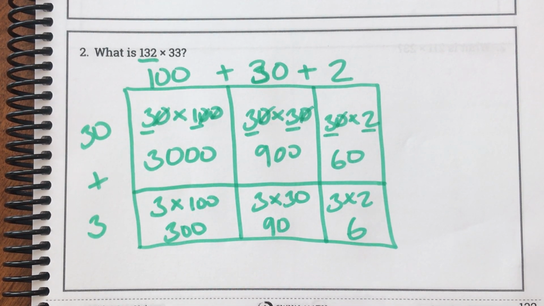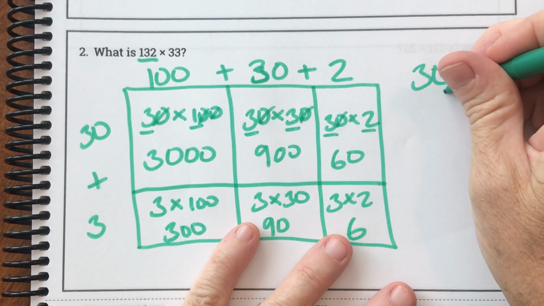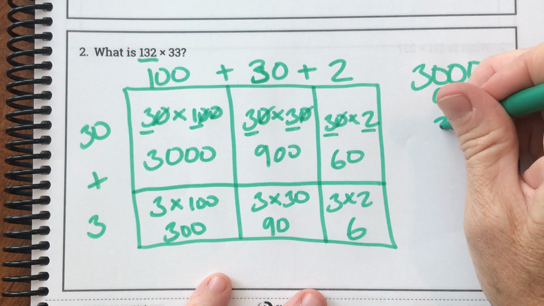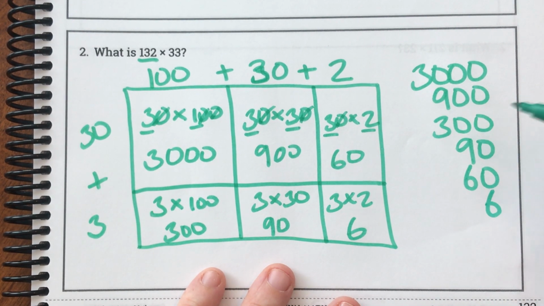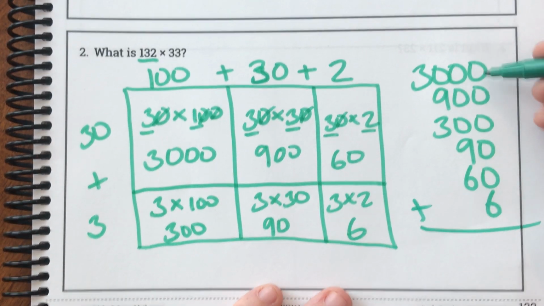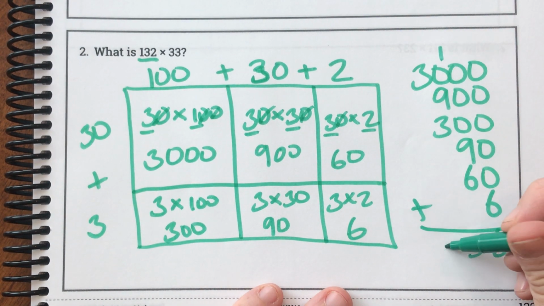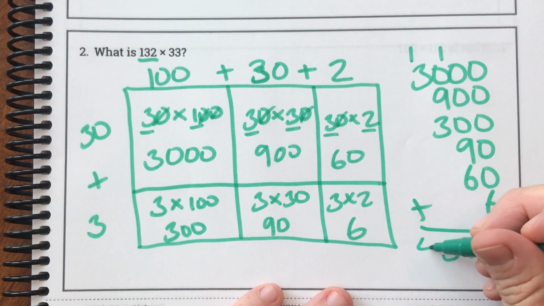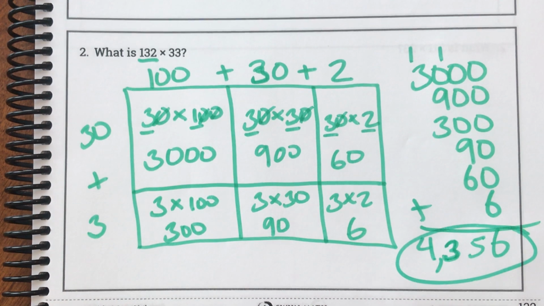Okay, so that was step 3, and step 4 is we're going to set up all of our partial products, and again, from least to greatest. We're going to set them all up. Make sure you have all of them. You should have 1, 2, 3, 4, 5, 6, and I'm going to add them. So I get 6, 15, 13, and 4. So 4,356 is our answer. Okay, ladies and gentlemen, you're going to be trying a couple of these on your own. Have a great day.